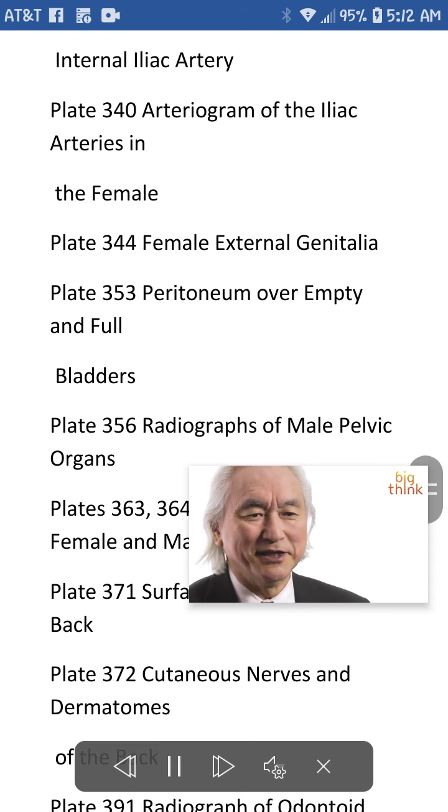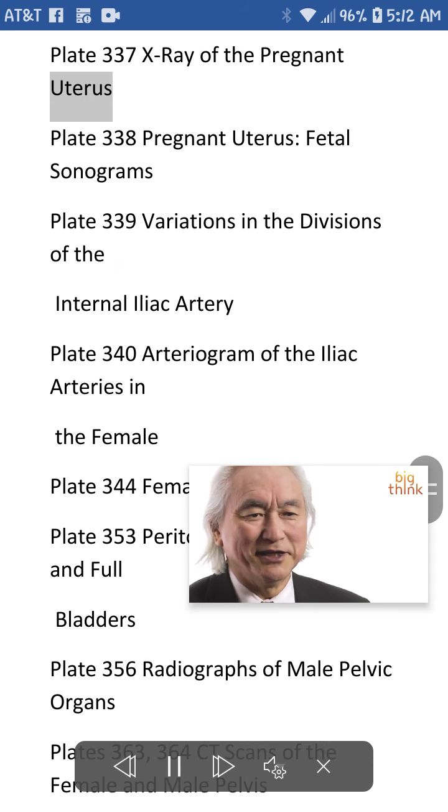Plate 337, X-ray of the pregnant uterus. Plate 338, pregnant uterus, fetal sonograms. Plate 339, variations in the divisions of the internal iliac artery.